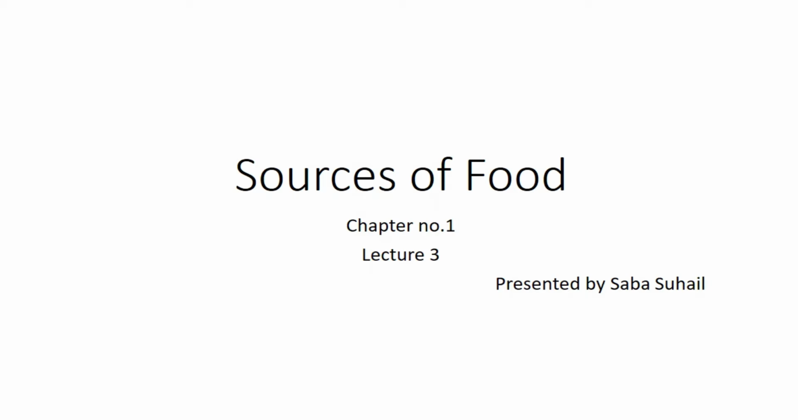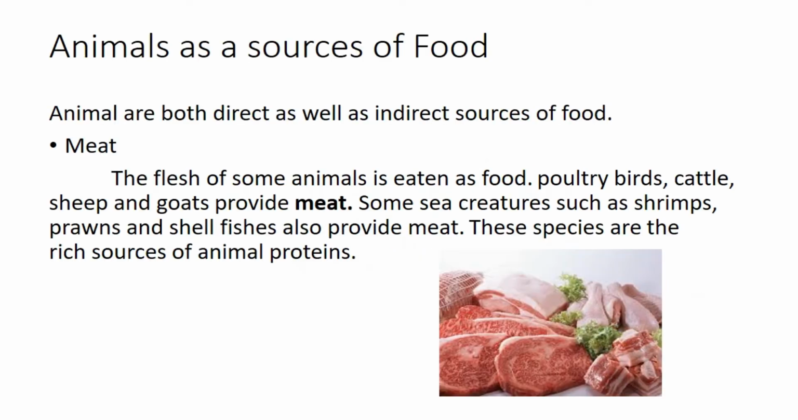In the previous two lectures, we discussed what food is and different ways of deriving nutrients. We discussed producers, consumers, decomposers, parasites, and different kinds of consumers: herbivores, carnivores, and omnivores. Then we discussed plants as a source of food and food for plants. Now in this lecture we're going to discuss animals as a source of food.